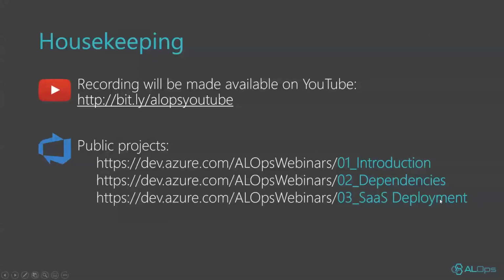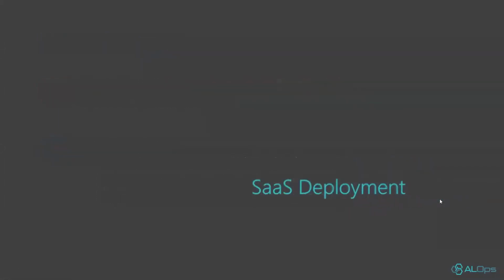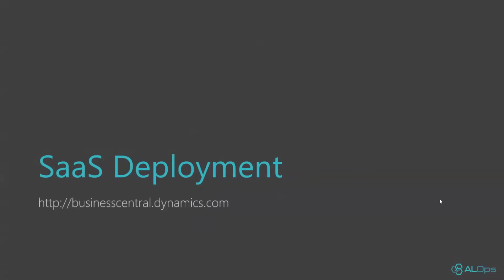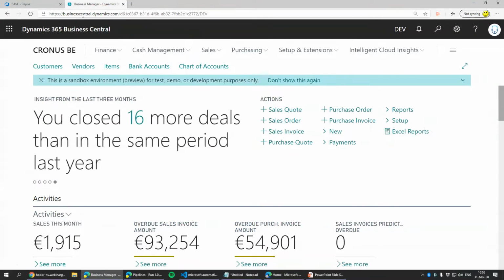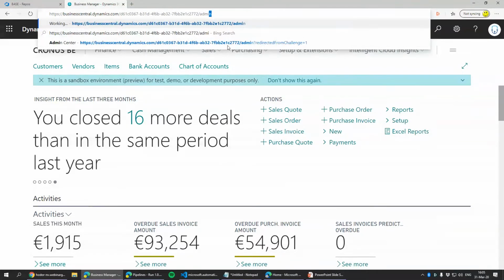As said, today we will be talking about SaaS deployment. Obviously, when we talk about Business Central SaaS, we talk about the one that Microsoft is putting in the cloud, and we are able to access it from the cloud. So anything at businesscentral.dynamics.com. I have an example here, which is basically a tenant that I have, a demo that I tend to use quite a lot.